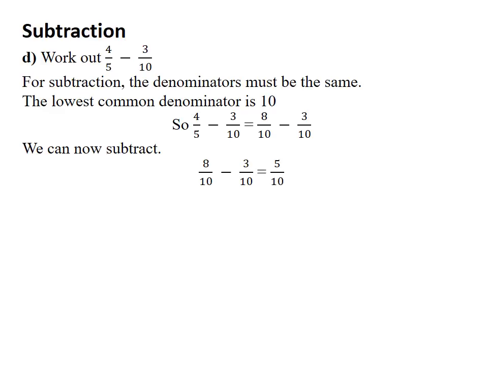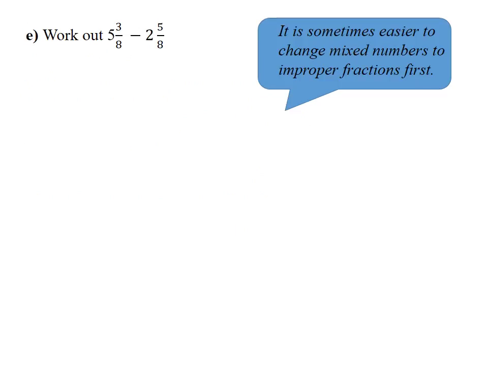But don't leave it like that. 5/10 can be cancelled down, and in lowest terms, we end up with 1/2. So the answer is 1/2. Okay, so now we've got another one. 5 3/8 minus 2 5/8. It's sometimes easier to change mixed numbers to improper fractions first.